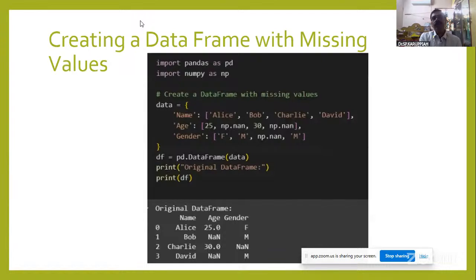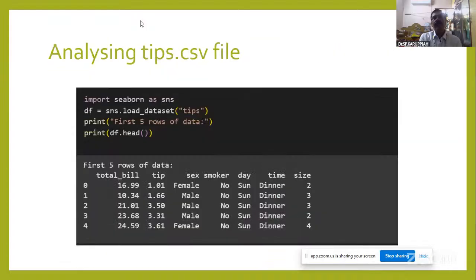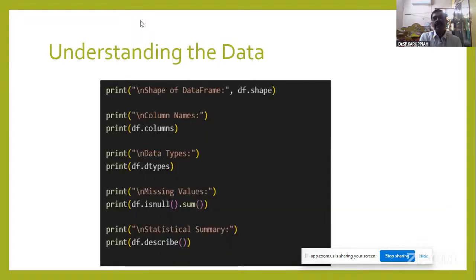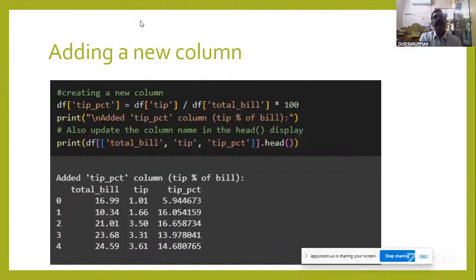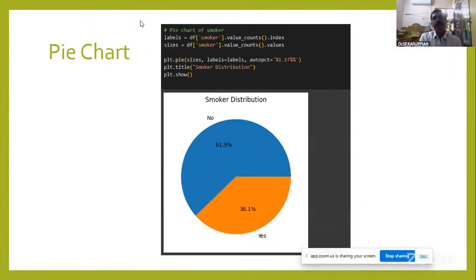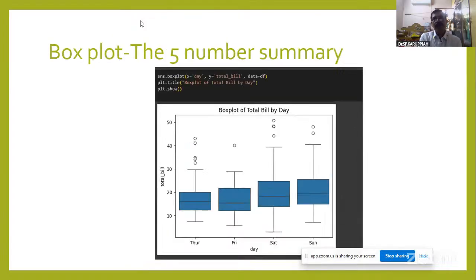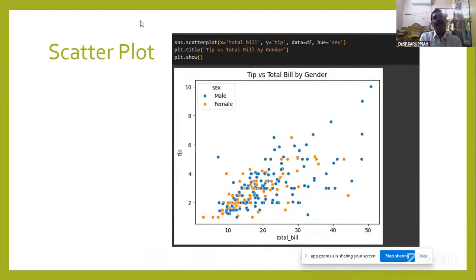Okay, so this is the example of a data frame with missing values, and how to do forward fill. So we can take the tips data set. The first 5 rows I want to print using head, understanding the data: what is the data type, what is the column name, what is the summary. Okay, the average group by class. And for data visualization, we can go for line chart, bar chart, histogram, box plot, scatter plot, and heat map.